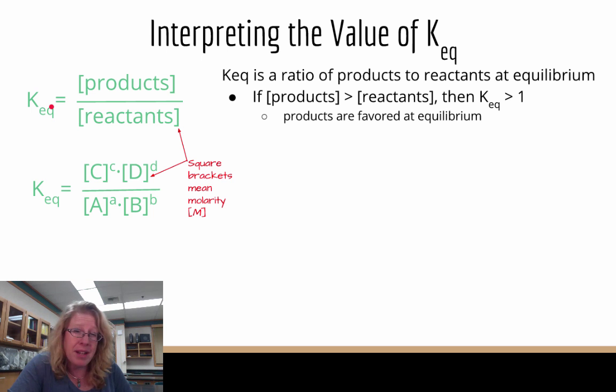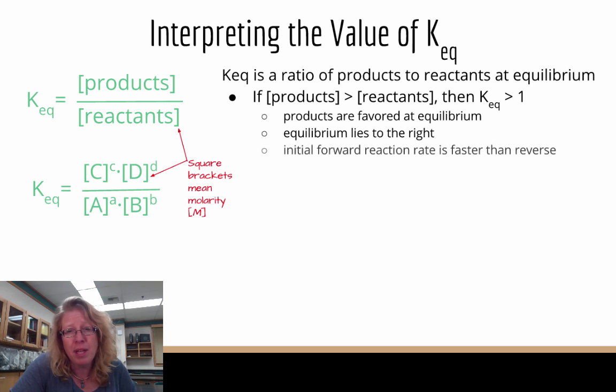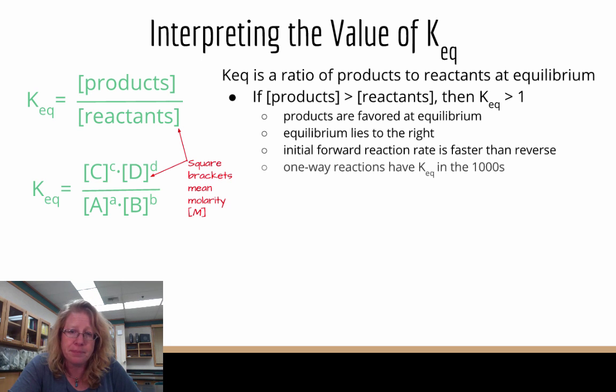That means that our products are favored. In other words, we made a bunch of product. It's the typical kind of reaction like you're used to. A whole bunch of products, and there's basically no reactants left at the end. Equilibrium means it lies to the right. Again, the products are on the right side, so the equilibrium is far over to the products side, and they're happy. And it means that our initial forward reaction rate's fast. In other words, we're making a bunch of product, and not a lot of product is falling apart.